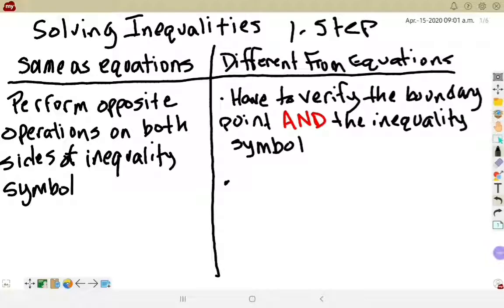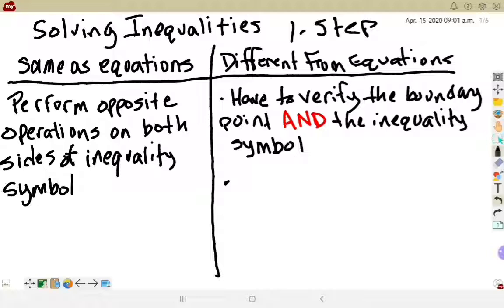Alright, so today we're going to look at solving inequalities where we only need to perform one step in order to solve it. The nice thing with inequalities is really the process is the same as equations. So in order to solve them, we're going to be performing opposite operations on both sides of the inequality symbol. And that's just like we were doing with equations. Now there are a few differences.